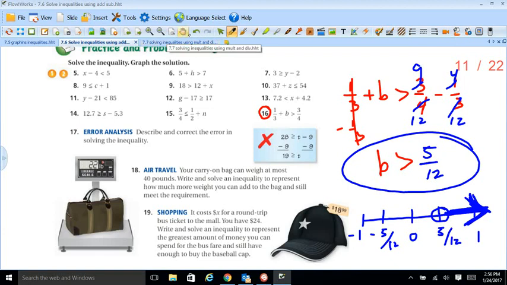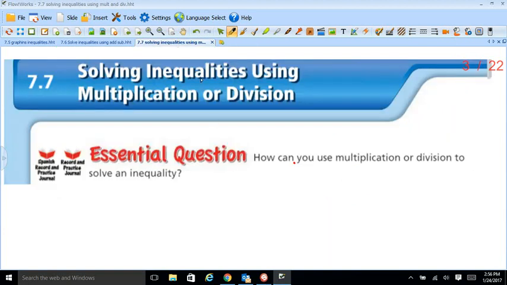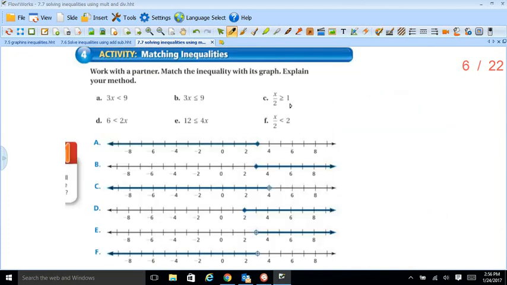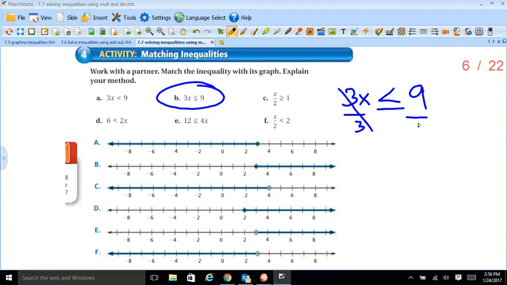Same thing is true with solving inequalities using multiplication or division. Nothing changes except for the fact that now we have multiplication or division. Look at B, for example. 3x is less than or equal to 9. How do we get x by itself? Divide both sides by 3. And I get x is less than or equal to 3.